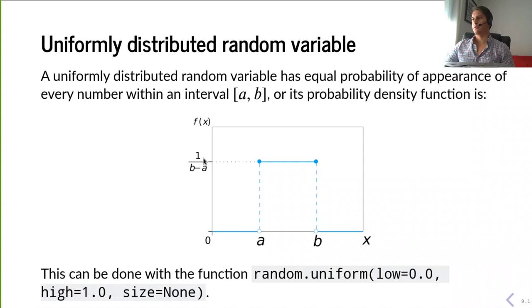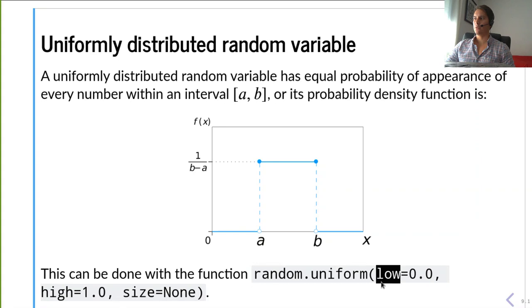Specifically, the probability can be expressed as 1 over b minus a, so the probability density function integrates to 1. In Python, you can use this type of random variable with the function random uniform. The low bound is basically this a, by default 0, and the higher bound is 1 by default. That would be the b in this example. And the size is how many of these random events you want to simulate.